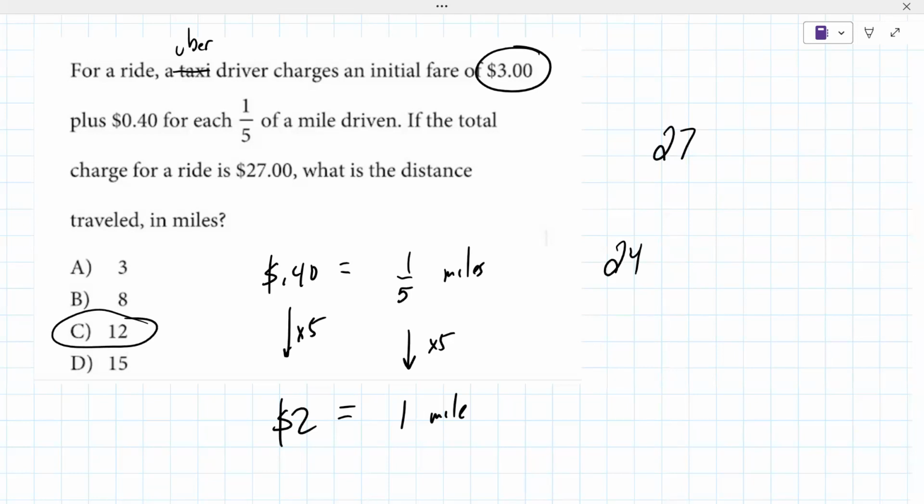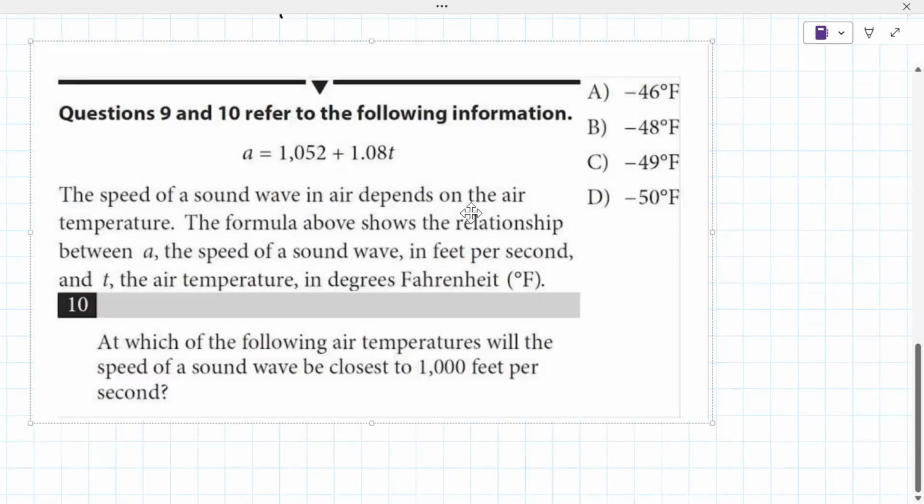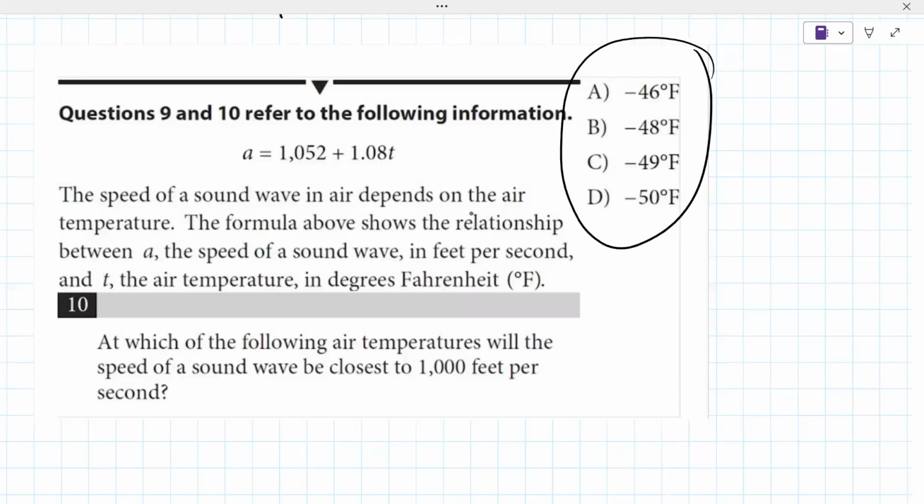All right, let's look at another problem here. It says the speed of sound wave in air depends on the air temperature. The formula above shows the relationship between A, the speed of sound wave in feet per second, and T, the air temperature in degrees Fahrenheit. At which of the following air temperatures will the speed of a sound wave be closest to 1,000 feet per second? So the answers are over here to the right.